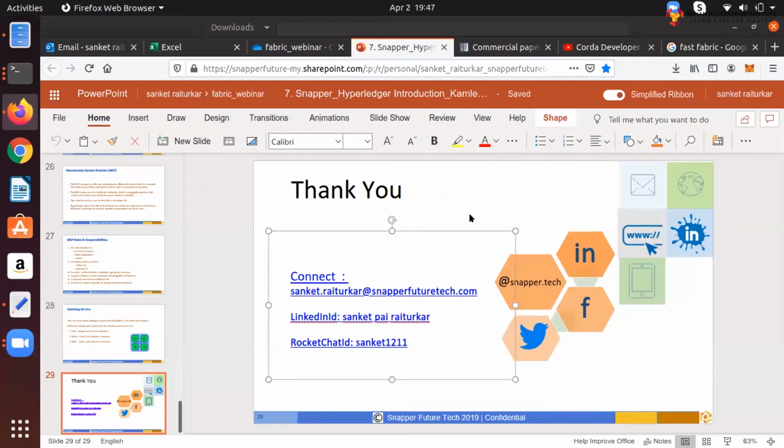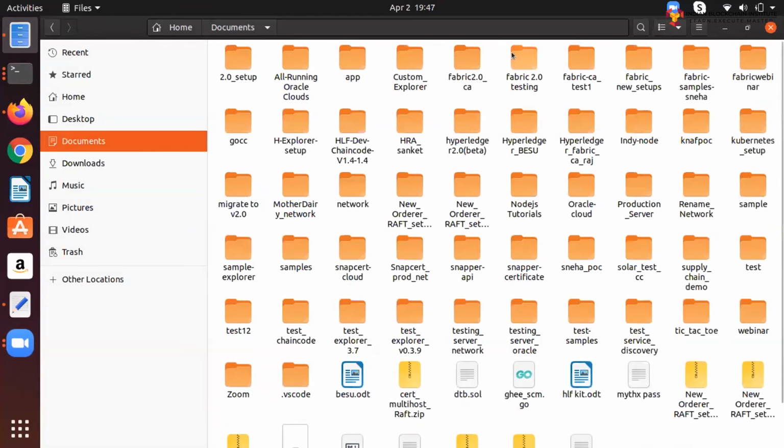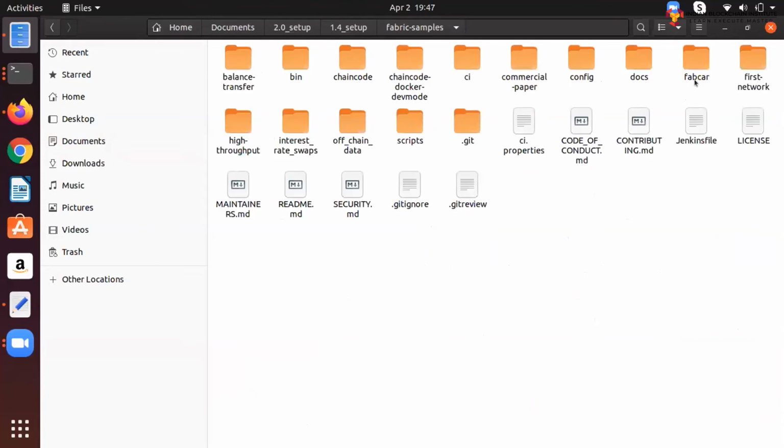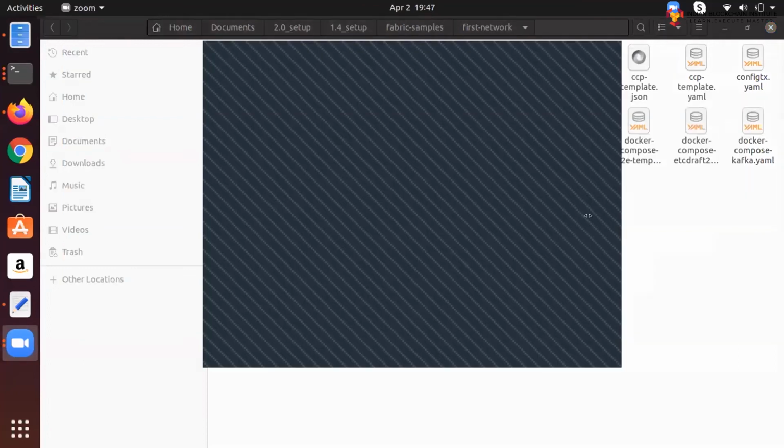It is easier now, but if you are using Fabric 1.4.4, it is very easy to configure Raft. What I used to do is use balance transfer as the sample. If you are familiar with Fabric samples, we used balance transfer, and I was configuring the first network Raft into the balance transfer. But now in 1.4.4, if you are new to it, you can directly use first network and see the Raft setup. It is very easy. But if you find any difficulty in that, of course you can connect. We can talk.